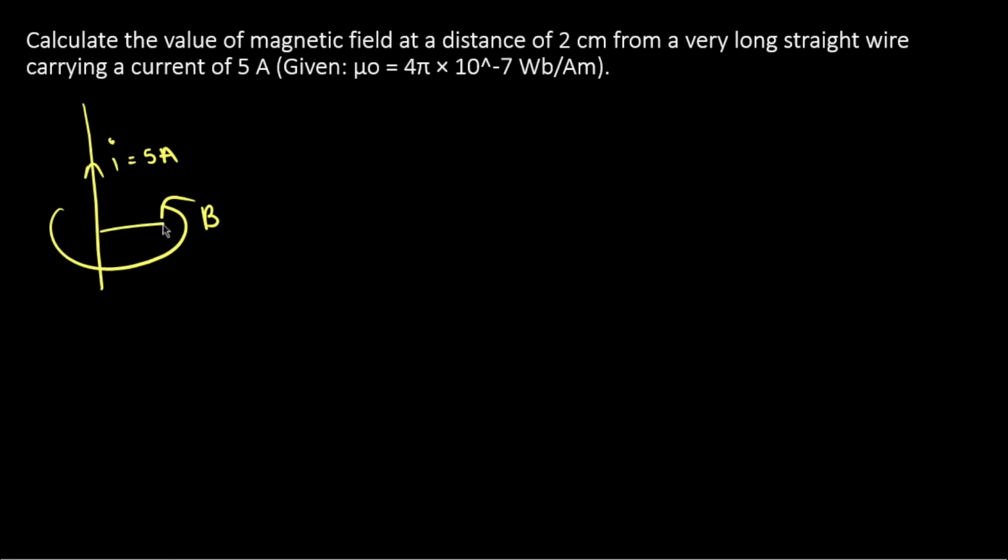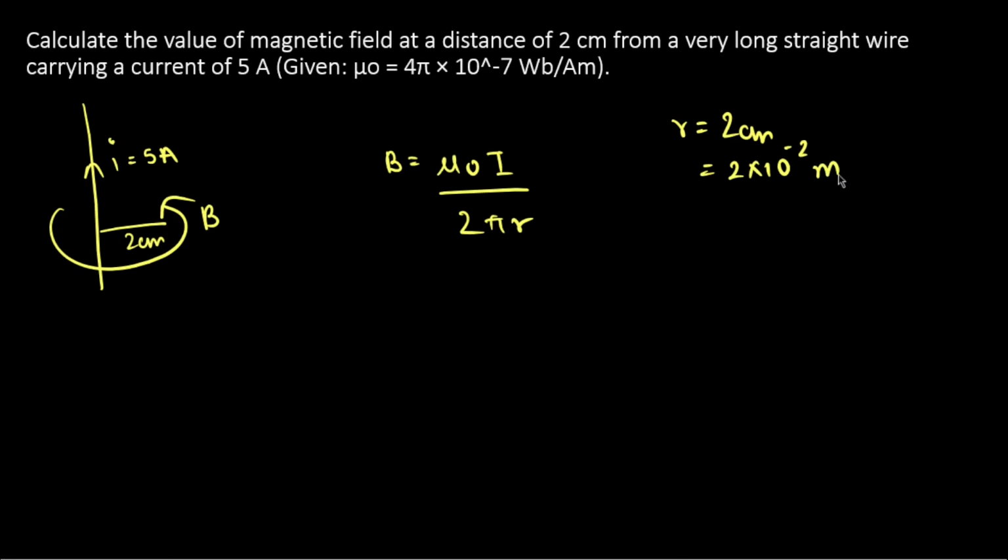So let's take this distance as 2 centimeter. So we know the formula for a magnetic field at a distance r when current I flows through it is given by B equal to mu naught I upon 2 pi r. So here r is 2 centimeter, that is 2 into 10 raised to minus 2 meters, and I is given to us as 5 ampere.